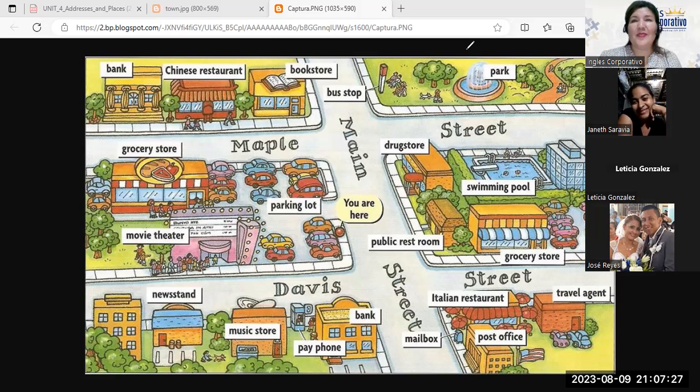Red room. Street. Grocery store. Ajá. The grocery store. De verdad lo maté. The grocery store is on. Is on. Maple Street. Okay, the grocery store is on Maple Street. La tienda está en la calle Maple. The grocery store is on Maple Street. Okay? Good, Janet. You can go to sleep.